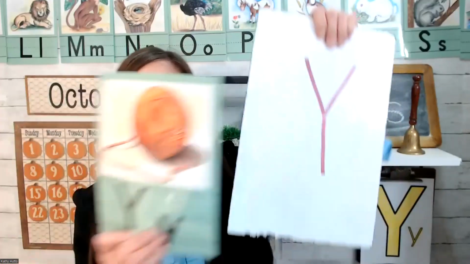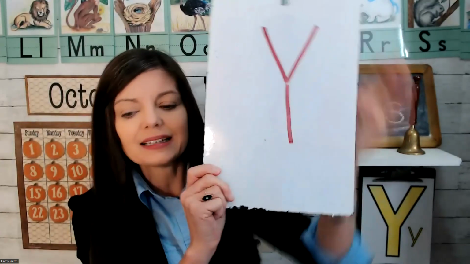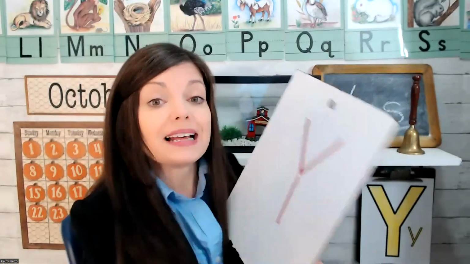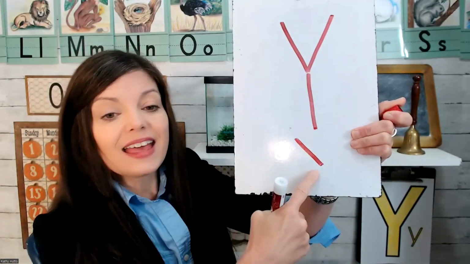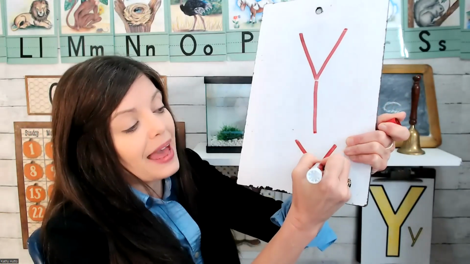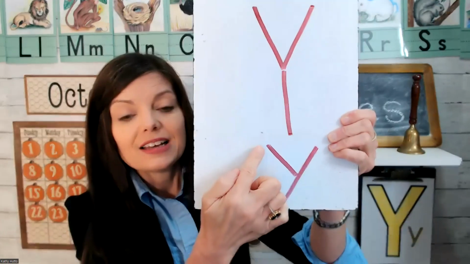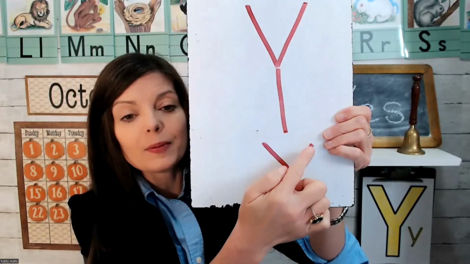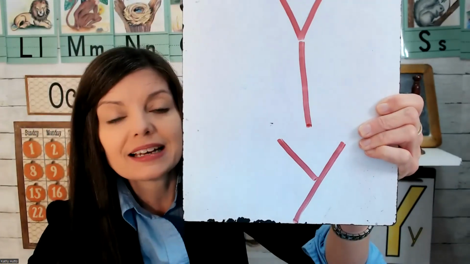Now, the little y looks a little bit different than the big Y. So let me show you how to make a little y. First, you're going to make a little slide this way. And then you're going to go back up and over, and you're going to slide back the other way. It reminds me of a letter X. So let's practice making a little y.